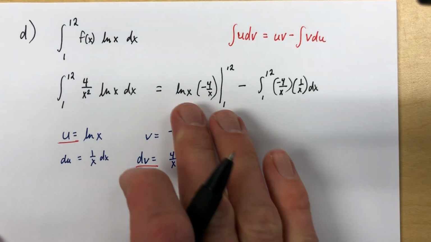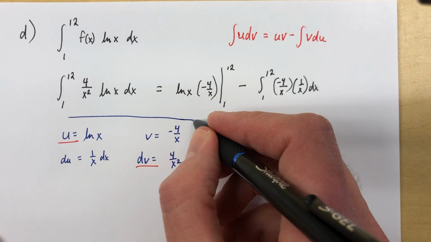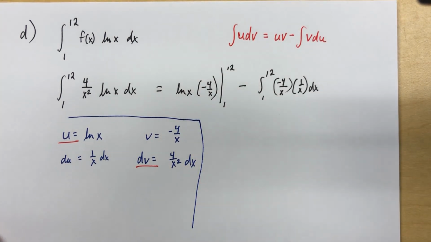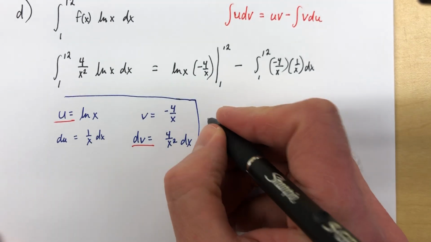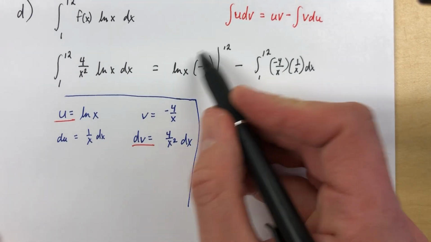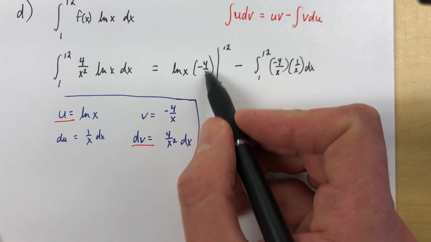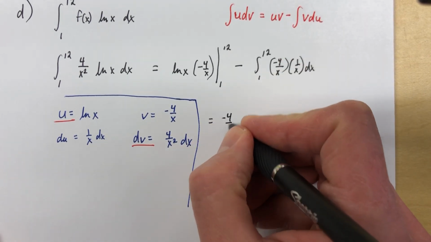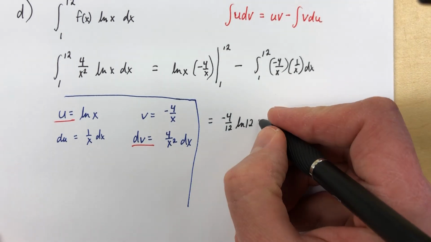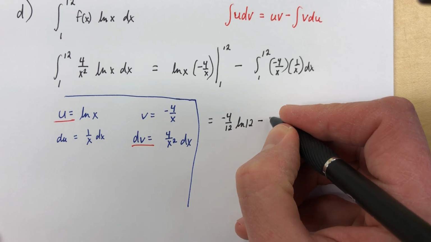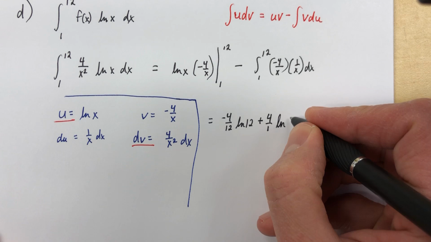Okay, so we still have some work to do over here. So all this that I wrote in blue is just a good little setup, but it's going to get in my way, so my work's going to continue down here. Part of this is keeping your work organized. So let's plug in a 12, let's plug in a 1. I'm going to rearrange this. I just don't like the negative 4 over x at the end. So negative 4 over 12 times the natural log of 12. That's my first term. And then minus negative 4 over 1 times the natural log of 1.